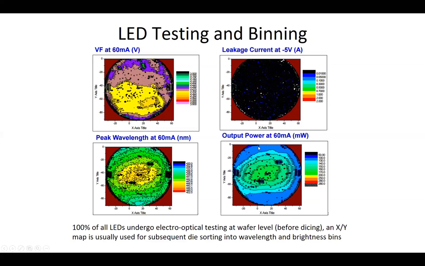And this is a big problem for LED people. It's a big problem for lighting folks. It's a big problem for horticultural growers, because it means I have to be careful about what LEDs I buy to be able to get full power, high efficiency output. So all the wafer manufacturers test all their LEDs. They dice them into individual chips. They use this XY map to sort the LEDs into wavelength and brightness, what they call bins.